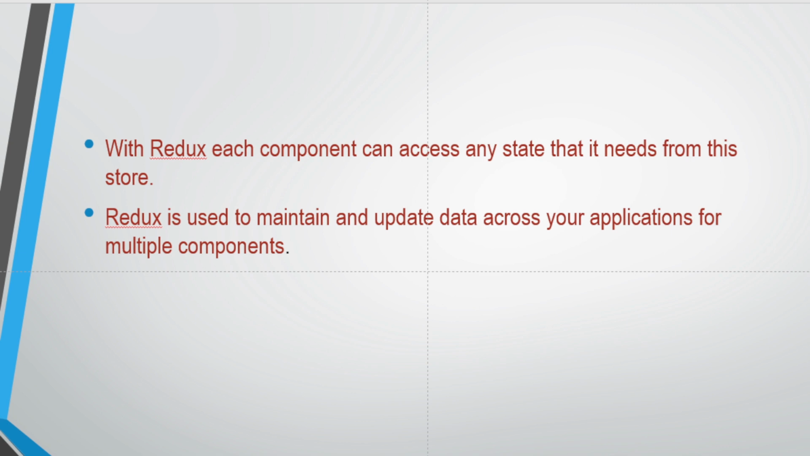Each component can access any state that it needs from this store. We can access any type of action, and it comes from the store itself. To maintain and update the data, with CRUD operations, we can easily handle multiple components in the application. It completely depends on the components present in Redux: store, actions, and reducers. From the view, we can hit the dispatch, we can hit the action. From that it goes to the reducer, from the reducer to the store, and again to the view. This is the architecture, and we will explain this architecture completely in the next video.